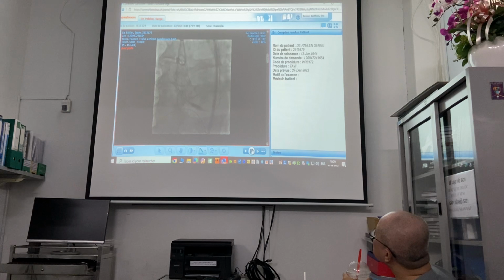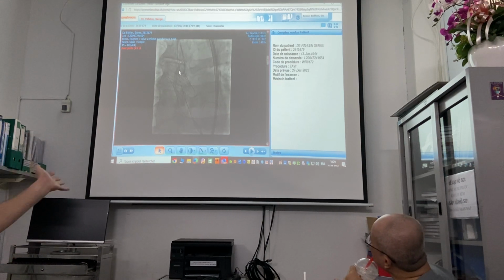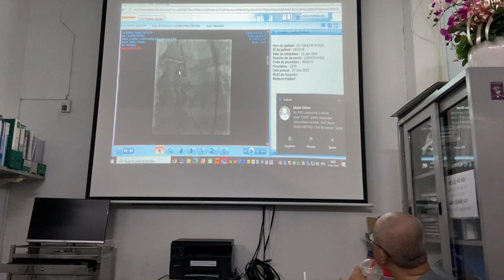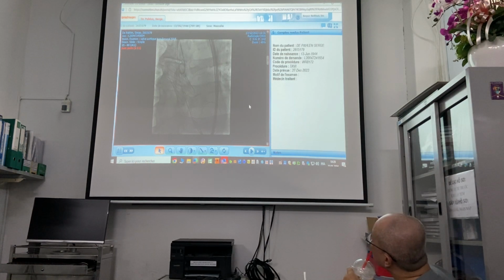So look carefully now, the valve has embolized, so it's much higher, and the valve is floating in the aorta. It's in the aorta, it's fully open now, you see? And I never had this complication before. So what to do? What do we do?